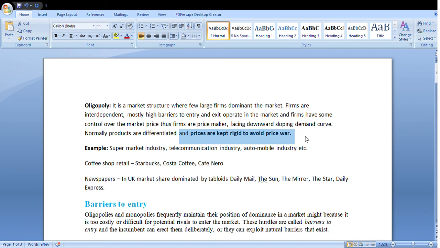Few firms dominate the market. Firms are interdependent. High barriers to entry. Firms are price makers, and prices are rigid.